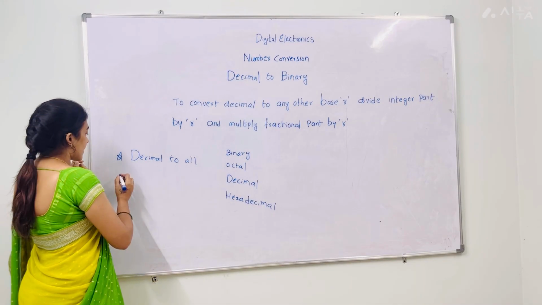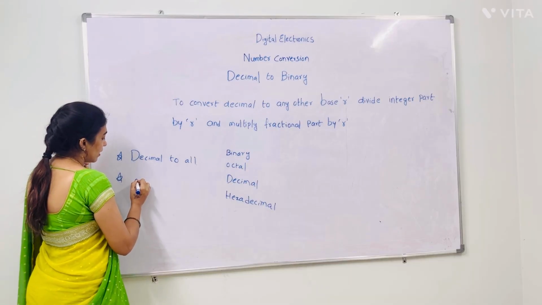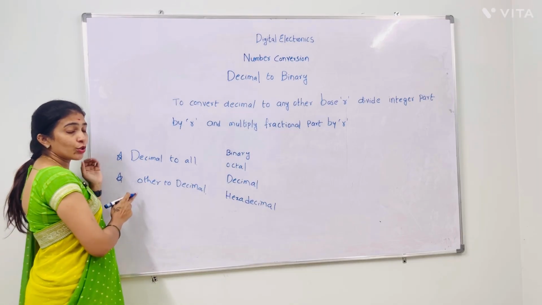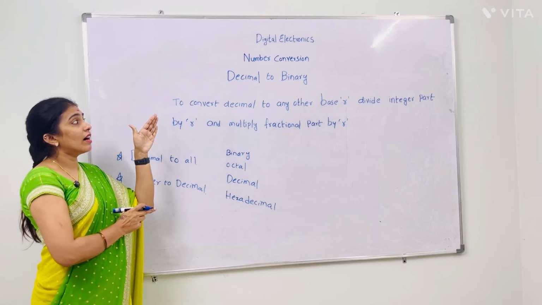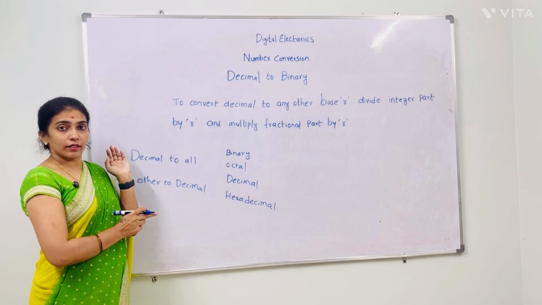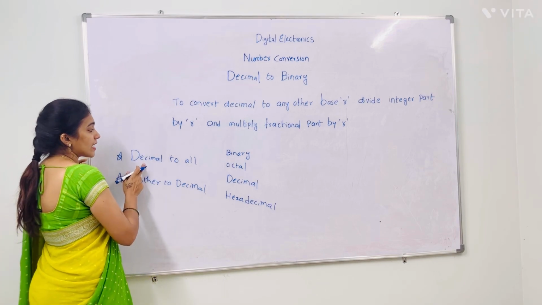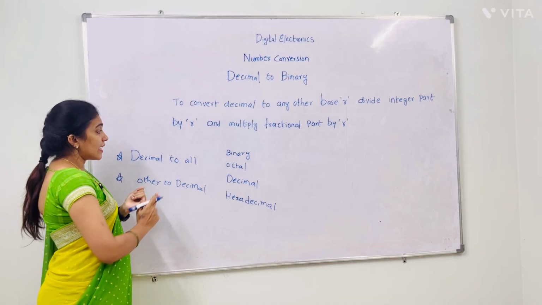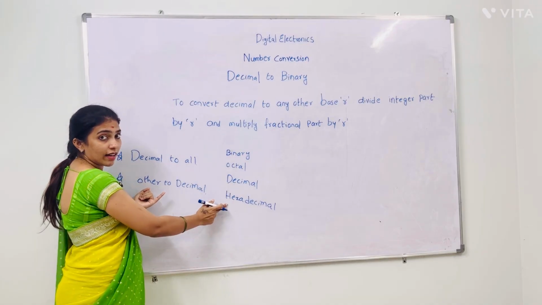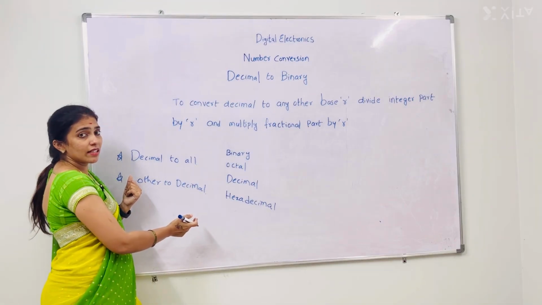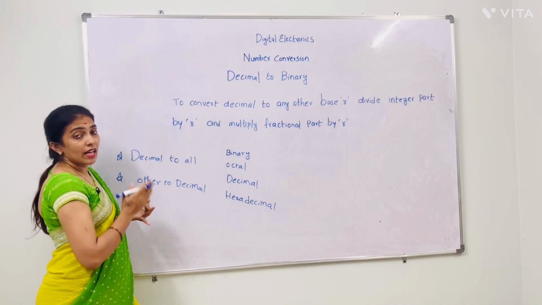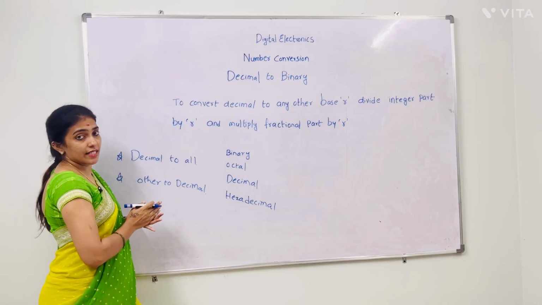Next, the second method, other to decimal. If you remember these two points, then you can easily remember the number conversion topic. So the first one is decimal to all: decimal to binary, decimal to octal, decimal to hexa. Other to decimal means binary to decimal, octal to decimal, hexadecimal to decimal.